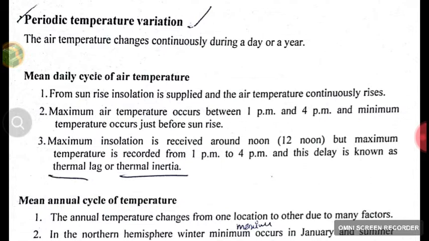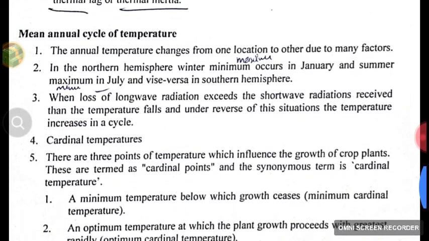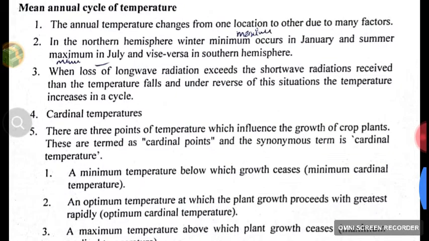And we will see what is thermal lag. The time lag between the receiving of solar radiation and increasing of temperature is known as thermal inertia or thermal lag. For example, maximum insolation is received around 12 noon, but the temperature rises from 1 pm to 4 pm, means there is a 1 hour lag. This delay is known as thermal lag or thermal inertia. Let's see what do you mean by mean annual cycle of temperatures. The annual temperature changes from one location to another location.